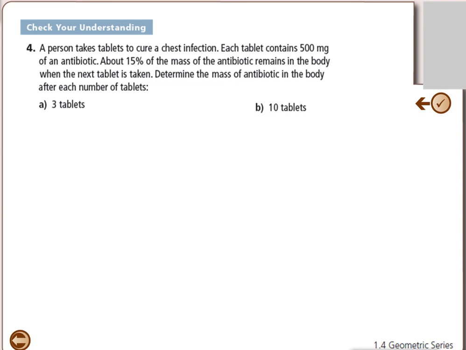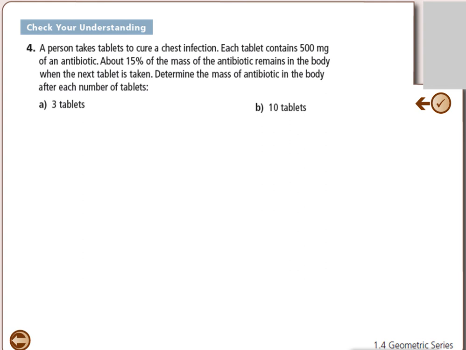All right, you got a chest infection, lovely. You go to the doctor, antibiotics, 500 milligrams inside each tablet. Then you have to take it by this next time. That's when you take the next pill. Well, 15% of the antibiotic is still remaining in your body. The rest has been metabolized and gone.